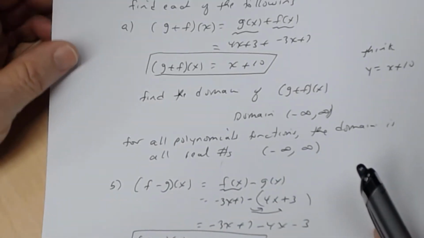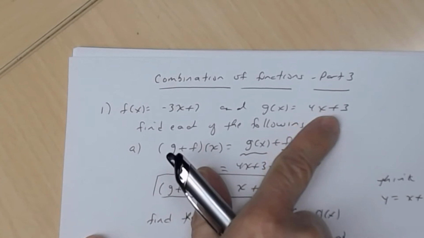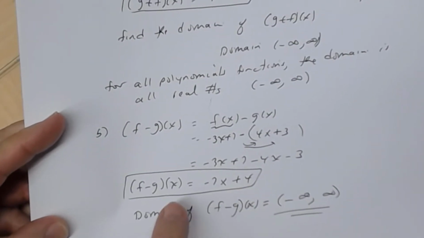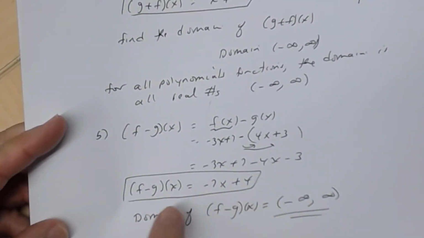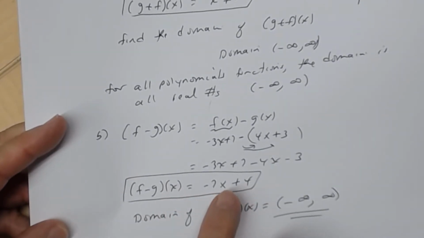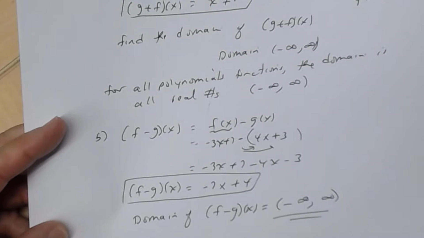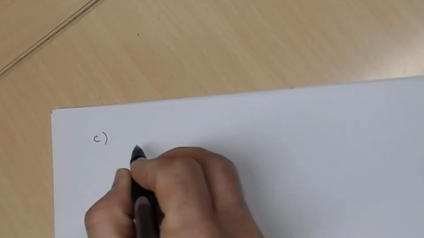All right, now let's look at this one. Same thing here. A linear function minus another linear function gave me a linear function, right? And so what's the domain of a linear function? All real numbers. It's a line. So for a linear function, the domain is all real numbers.